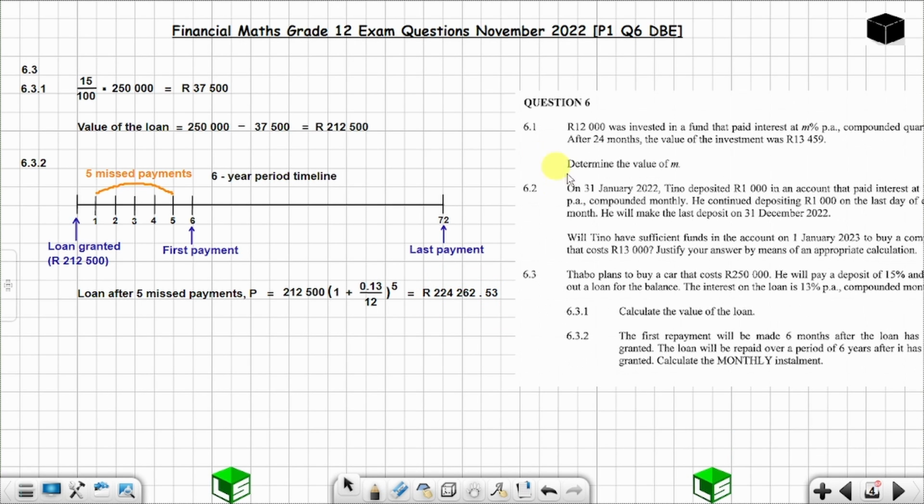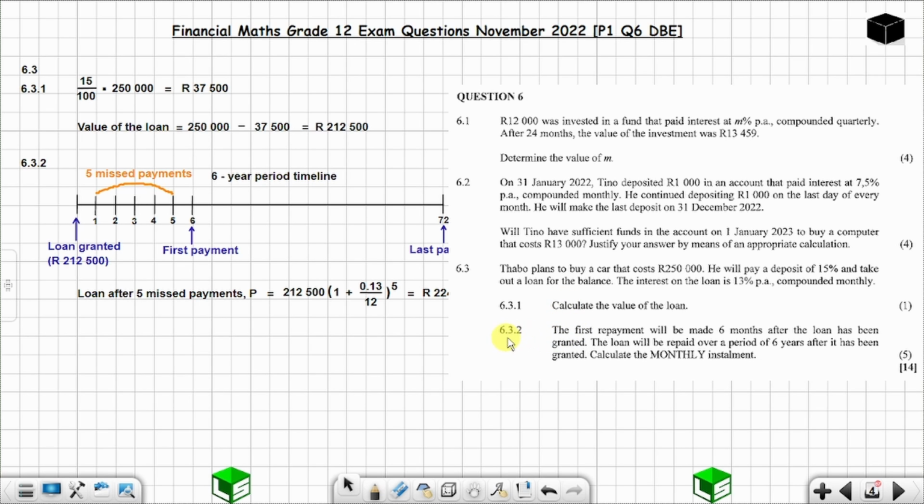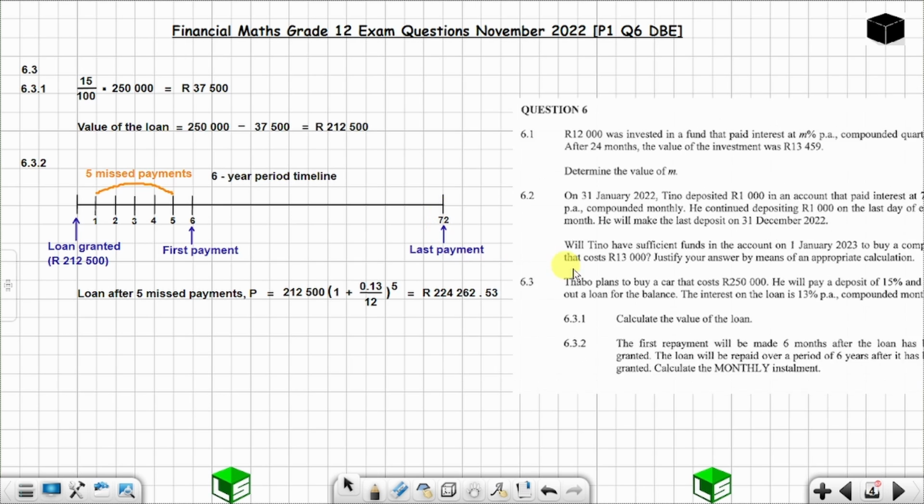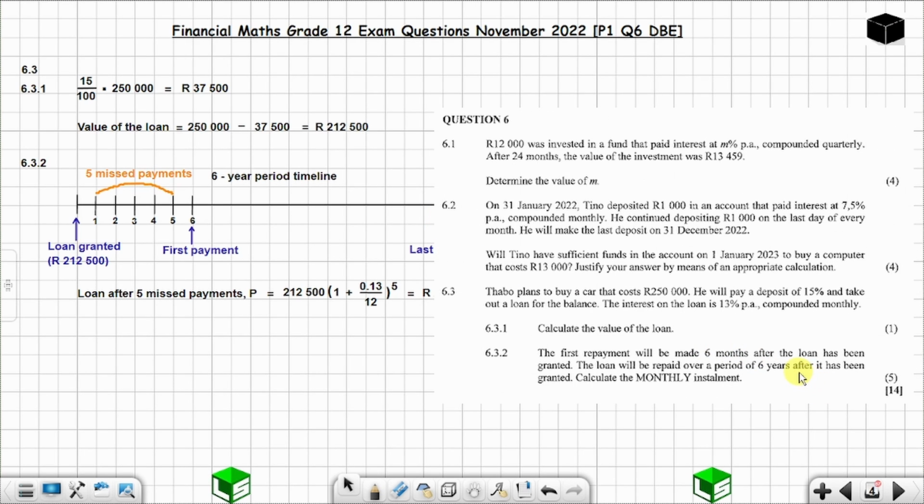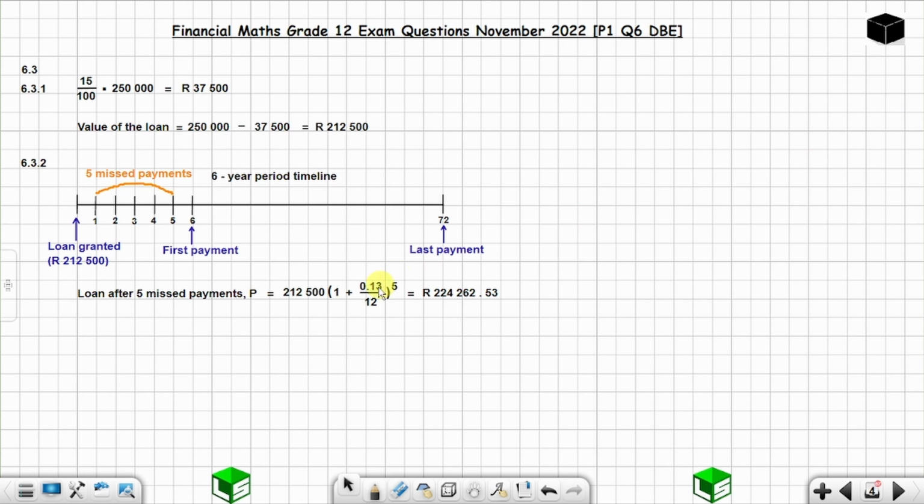Now the question, 6.3.2: the first repayment will be made 6 months after the loan has been granted. The loan will be repaid over a period of 6 years after it has been granted. Calculate the monthly installment, calculate X. You remember X from the present value formula. This question is 5 marks. We need to calculate X.